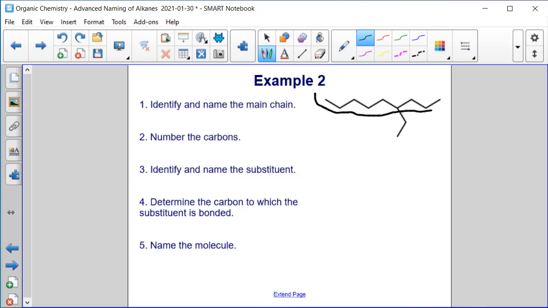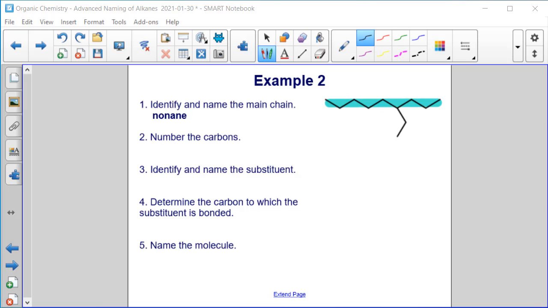This one right here. Because it's 9 carbons long, we will call that nonane. N-O-N-A-N-E. Okay, so we see now this is our longest chain, nonane. Now in the next step, we're going to number the carbons.